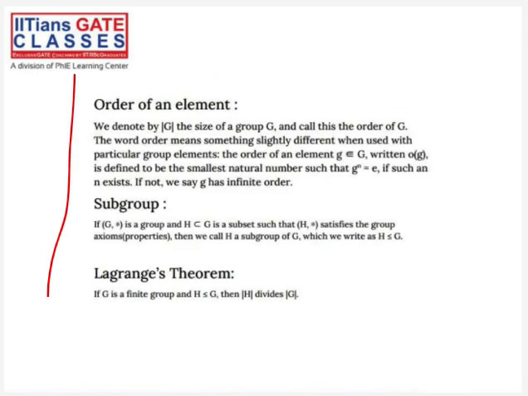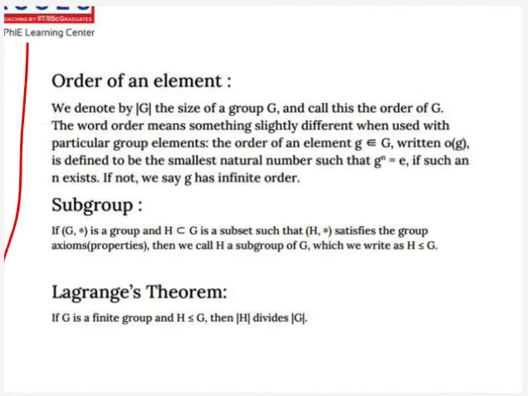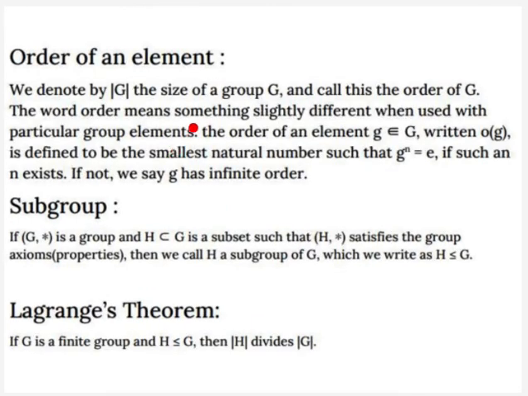Okay, let's see in this slide. You can see the order of an element. If you have some element G, then the order of that element is defined to be the minimum value n such that G power n is equal to E. Let me just read this slide. Why this problem is coming, I don't understand.